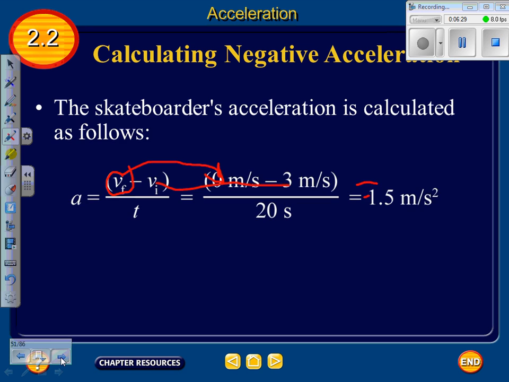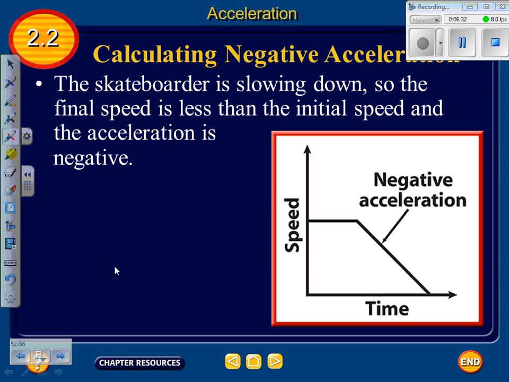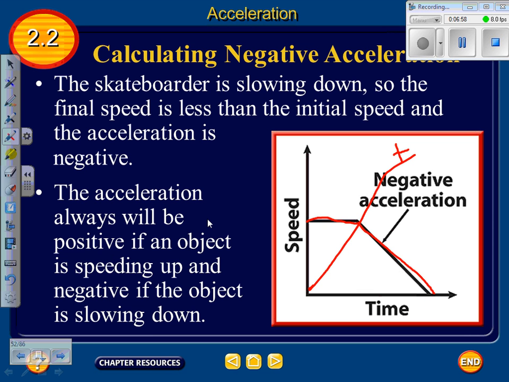And this is negative acceleration. The skateboarder was traveling at 3 meters per second and slows down to a stop. So it's negative acceleration. Again, negative acceleration, the line slopes down. If it were expressed like this, that would be positive acceleration. Acceleration always will be positive if an object is speeding up and negative if the object is slowing down. Again, I want to emphasize, if you're going backwards, that can still be positive acceleration.